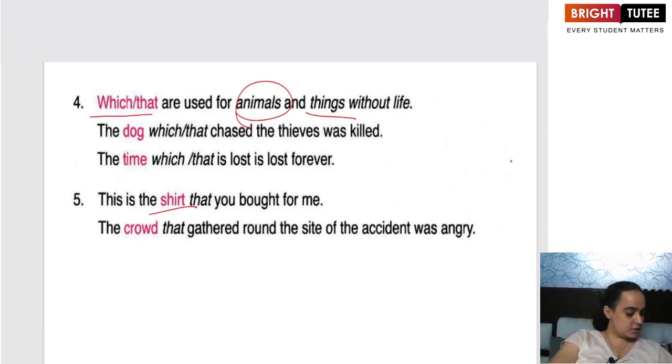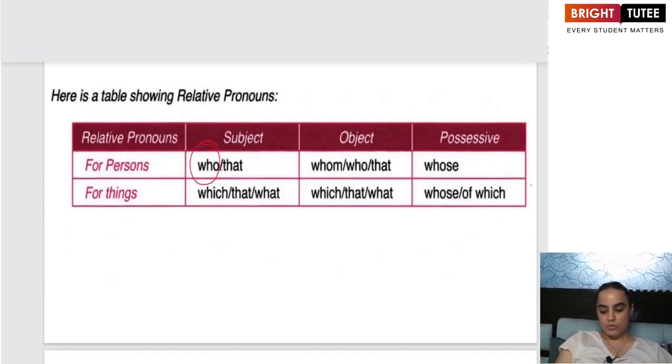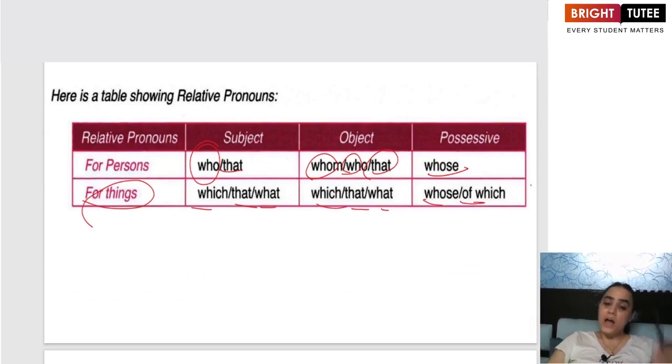So these, my dear students, were the relative pronouns. Who, that, whom, whose. Then which, that, what. We use them for things: which, that, what, whose, and of which. So these are basically the relative pronouns. I would suggest, rather than learning the table, please practice and make your own sentences, because with the help of examples we are able to understand things better. So this, my dear students, was the end of your chapter, Pronouns and the Kinds of Pronouns.